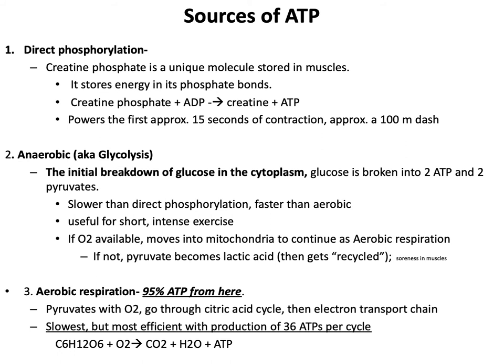Anaerobic is actually the breakdown of glucose in the cytoplasm. So initially, when glucose goes into a cell, it gets broken into two pyruvate molecules. You get 2 ATPs out of the deal. So, not efficient. This is going to be for short, intense exercises. So, maybe you run the 200 meter. You're probably using anaerobic. Aerobic is going to be things that are a little bit longer than that. Most of our ATP is coming from aerobic respiration.